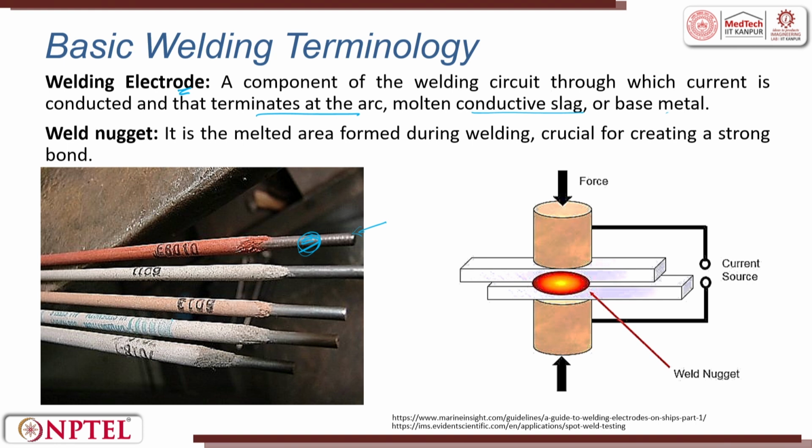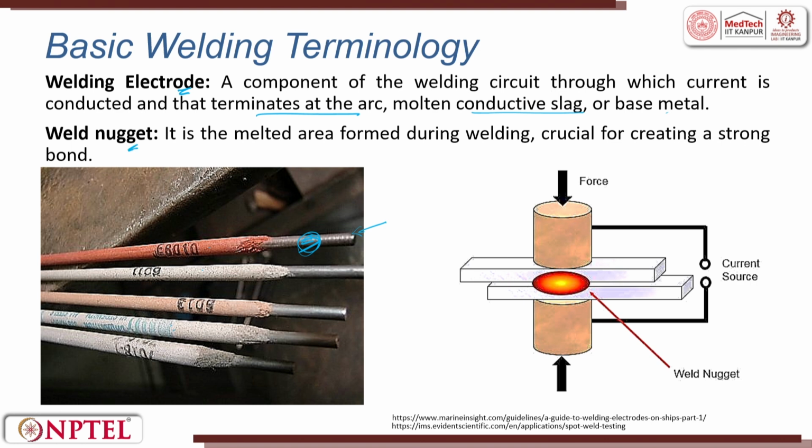So, what is the color on top of it? These colors are powders which are coated on top of the electrode, which acts like a flux, and sometimes it reacts with the metal there and also forms a gas.